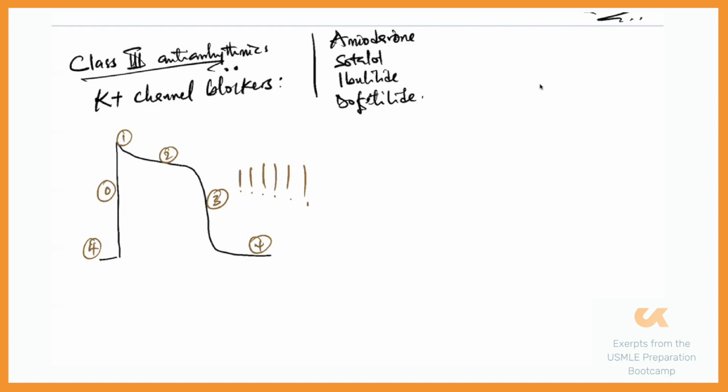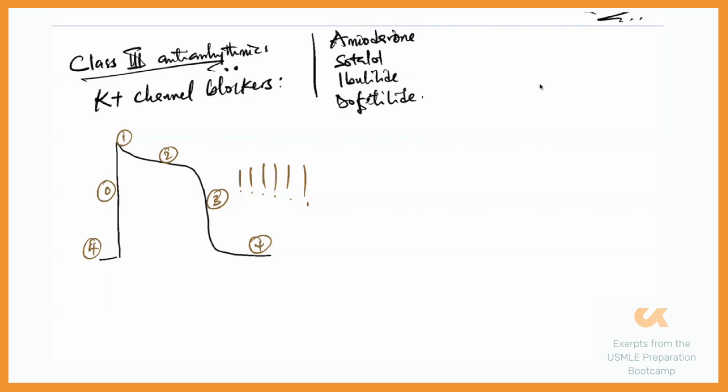Maybe some of you are thinking, how about phase 1? Yes, they could also have effect on phase 1. But the biggest or significant effect we are looking at is their effect on phase 3. If they block potassium channels on phase 3, there will be a slower efflux of potassium. I hope you remember that. If you have slower efflux, you would have slower repolarization.